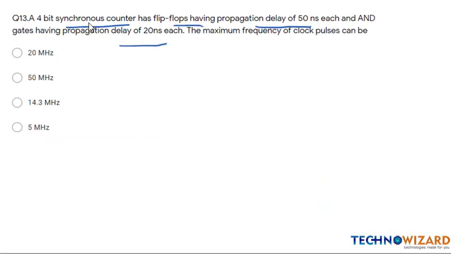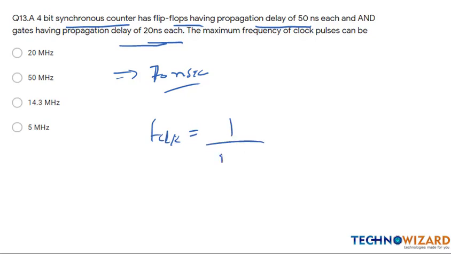Question number 13. A 4-bit sequence counter has flip-flops having propagation delay of 15 nanosecond each, and the AND gate has a propagation delay of 20 nanosecond. Therefore, total propagation delay will be 70 nanosecond, 50 plus 20 is 70 nanosecond, and the maximum frequency of clock can be calculated by 1 upon propagation delay, that is 1 upon 70 nanosecond.